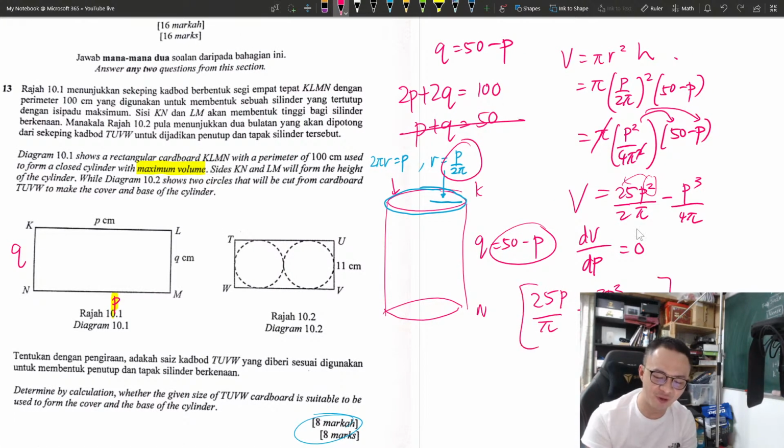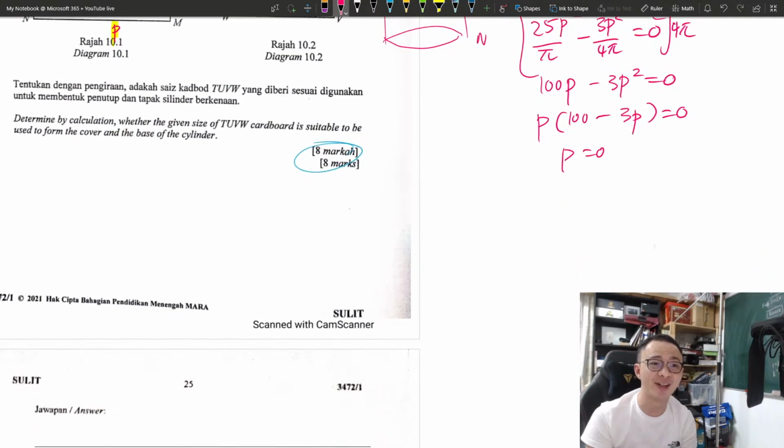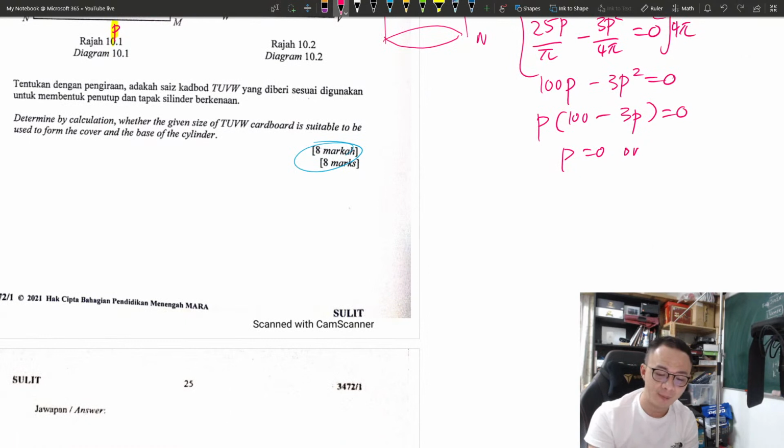So I will multiply 4 pi for the whole equation, or you can move around as long as you solve it. You use your own methods. Alright, so I get 100p minus 3p squared equals 0. I factorize out the p: p times 100 minus 3p equals 0. So p equals 0 or 3p equals 100, isn't it? p equals 100 over 3.